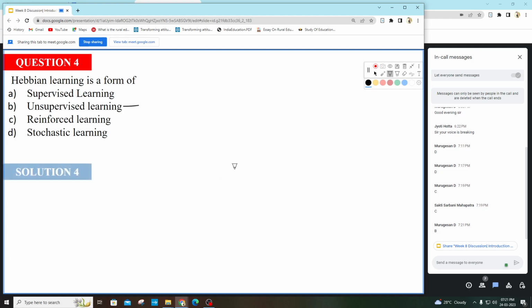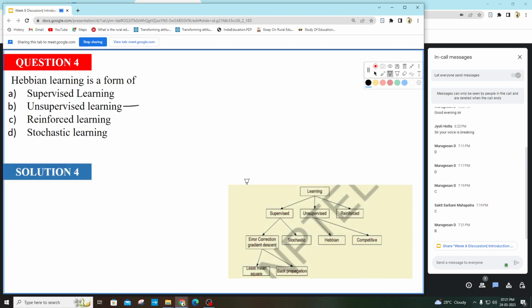Okay, so let me tell you the answer. Basically, learning, as I have already discussed, we divide into 3 parts: supervised, unsupervised, and reinforced learning, right? In supervised learning there are also 2 forms. We have discussed the error correction or gradient descent method. There is another method called stochastic modeling; you can learn about all this from your lecture notes.